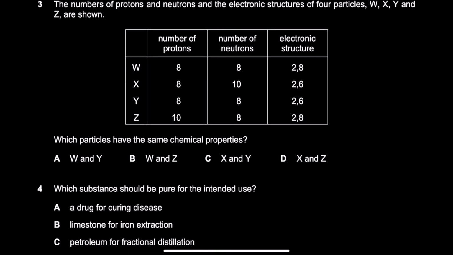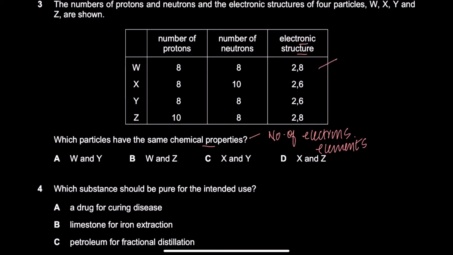The number of protons and neutrons and electronic structure of 4 particles W, X, Y, and Z are shown. Which particles will have the same chemical properties? Again, chemical properties depend on the number of electrons, and specifically we talk about the elements, so the number of electrons of elements. If you have 2 elements and they have the same number of electrons, they'll have the same chemical properties. The electronic structure basically tells you the number of electrons. And which number of electrons are we specifically talking about? We're talking about the outermost electrons, so the number of outer electrons.